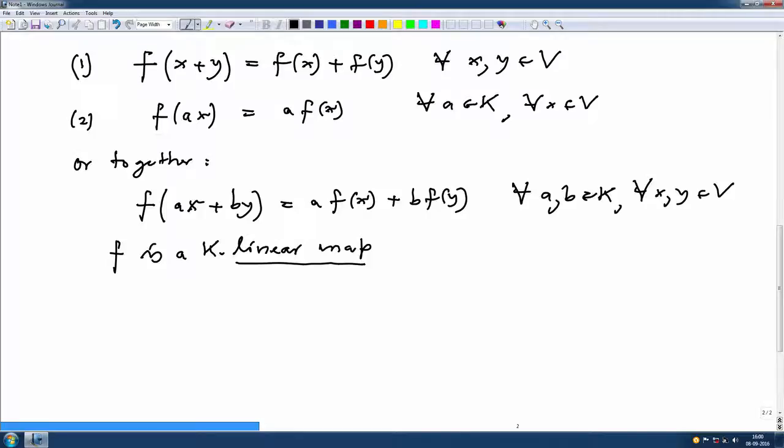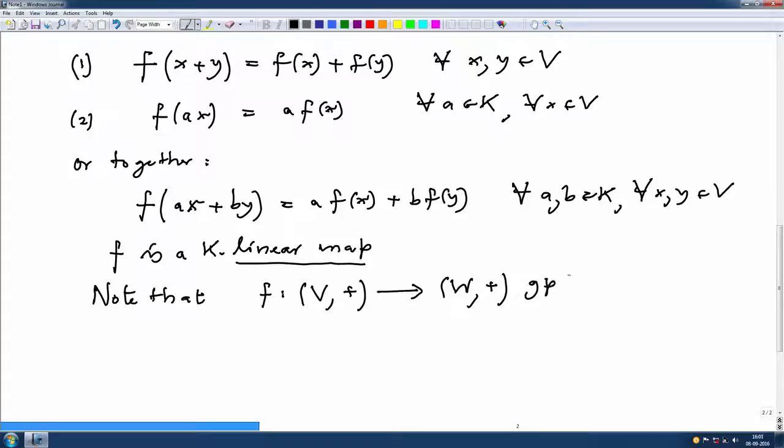So, first note that if F is linear, then F will be a group homomorphism of the abelian groups. Therefore, in particular, as you would have seen in the case of group homomorphisms, the identity of this group, which is the 0 vector, will necessarily map to the 0 vector of the vector space W. So, this is a must.